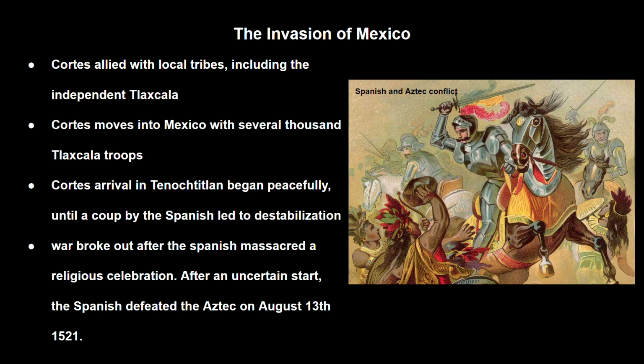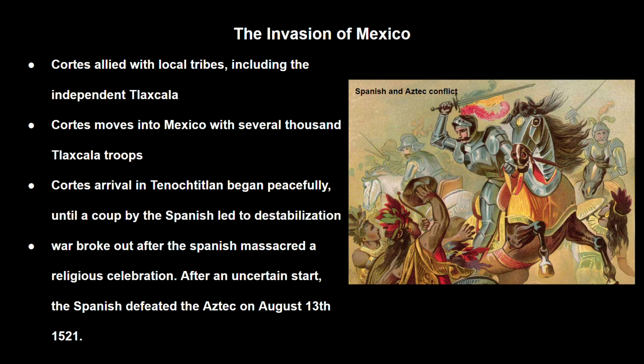And he began by allying himself with the Totonac people near the coast, but a more significant development would come when he moved further inland and encountered the Tlaxcala people, which was a very powerful group of people who were actually independent from the Aztec Empire, though they were very much under the Aztec influence. And so Cortez actually, after a bit of conflict, did convince them to become allies, and the Tlaxcala would eventually end up supplying Cortez with several thousand troops that would accompany the Spanish deeper into Mexico.